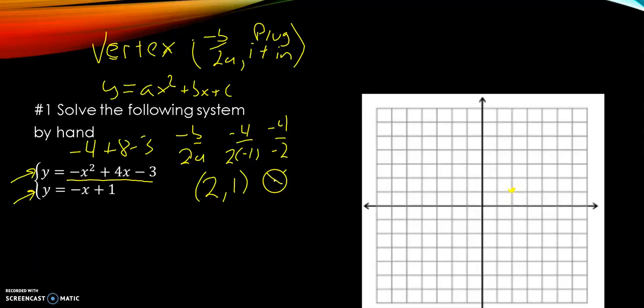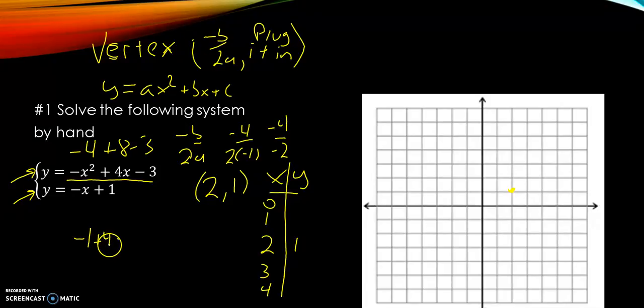Once we get that point, then we can plug in other points around it. We have the vertex, the center at 2, 1. We can try plugging in 1 and 3. If I plug in 1, I take 1 squared, which is 1, and then I have a negative 1. So we have negative 1 plus 4 times 1 is plus 4, and then minus 3. That gives us 0. And if we plug in 3, we also get 0. So we have 2 more points, at 1, 0 and 3, 0.